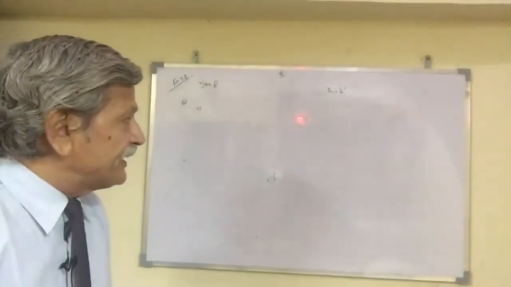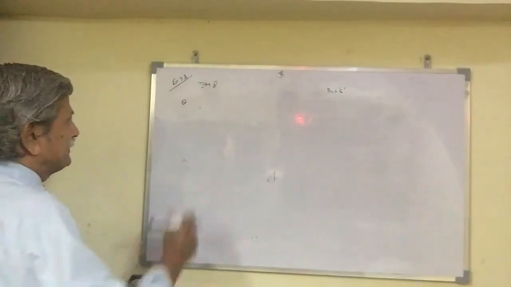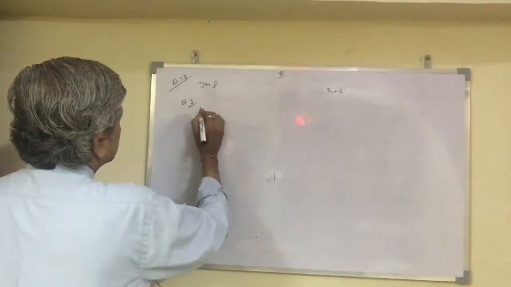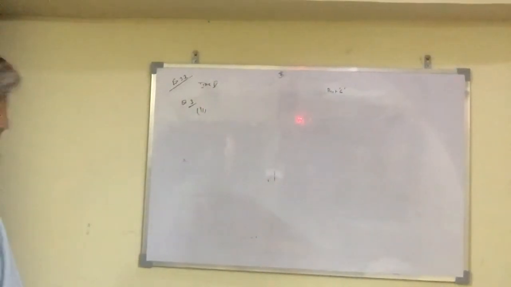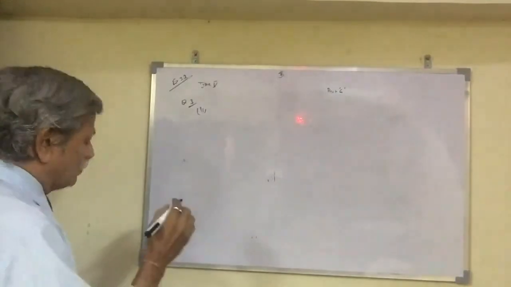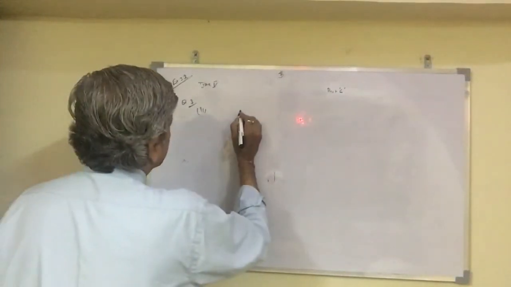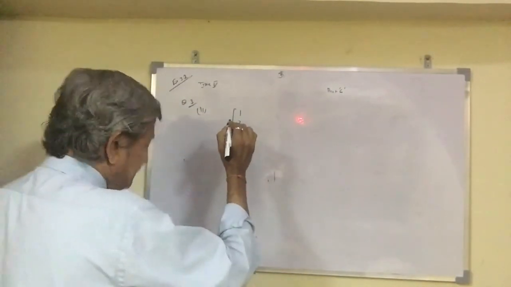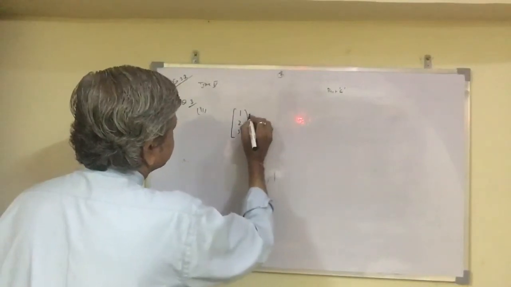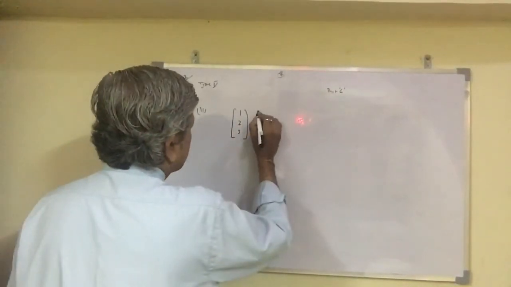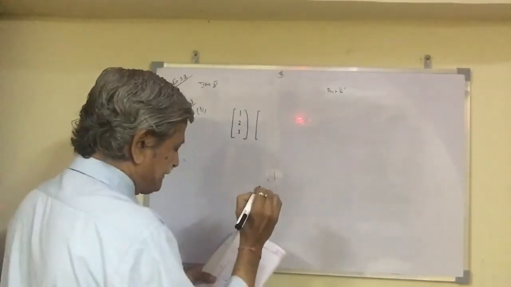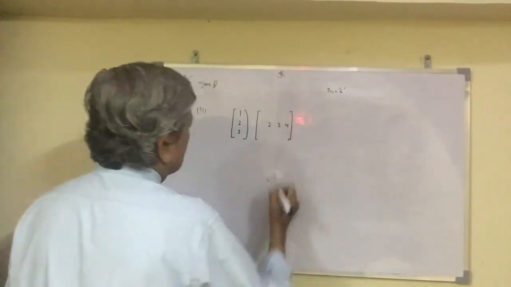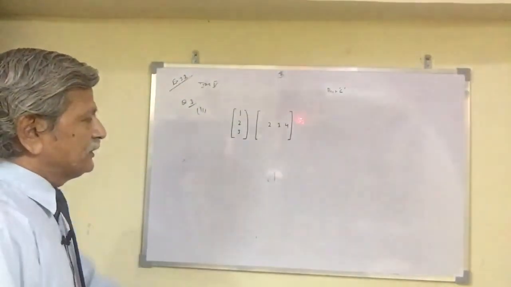Now question number 3 says, and I will take part 2, which is a little bit more difficult, so that you can understand what the multiplication of matrices is. Here is 1, 2 and 3, a column matrix you have been given, and here you have another matrix which is 2, 3 and 4. These two matrices you have to multiply.